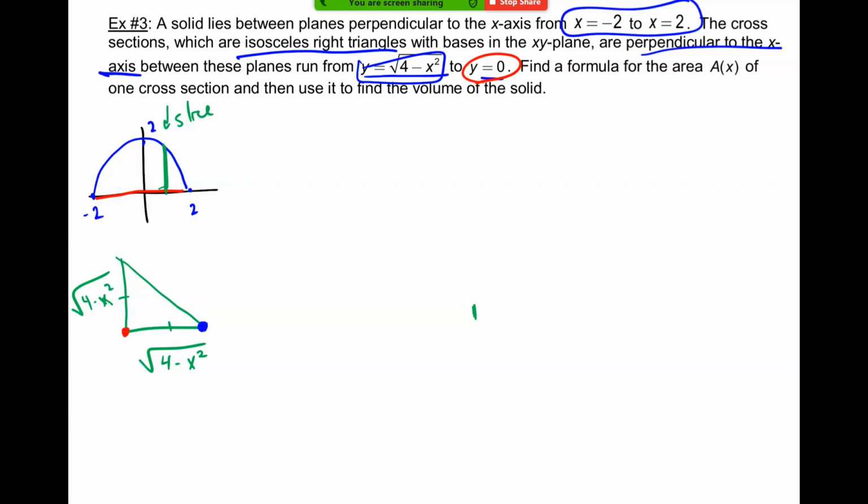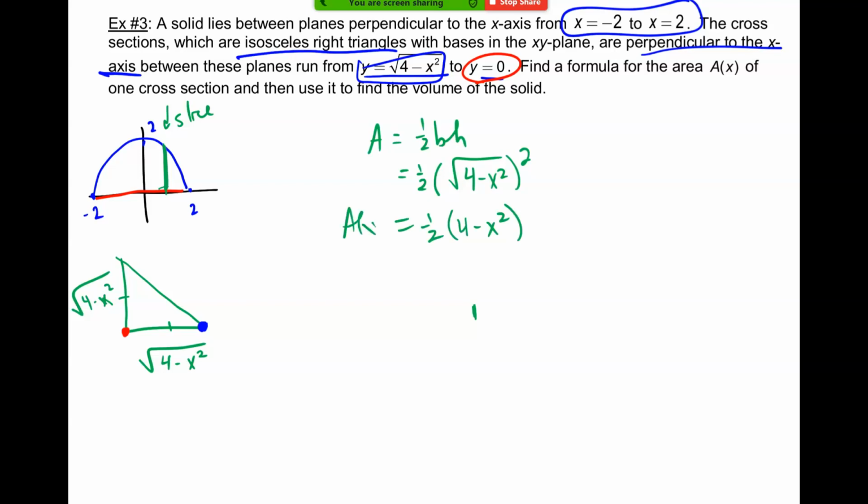So to find area, the area of a triangle is 1/2 base times height. Well, that's just going to be 1/2. My base and my height are the same thing, so I'm just going to take root 4 minus x squared and square it, since base and height are the same thing, because it's isosceles. So this is just 1/2 of 4 minus x squared.